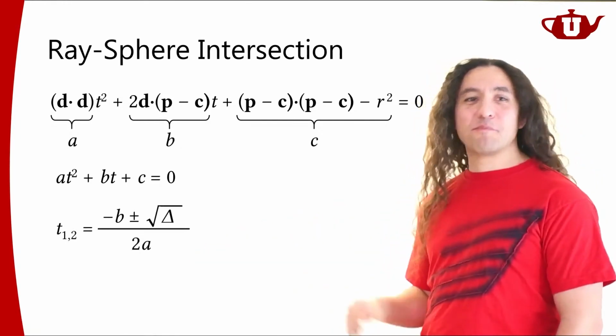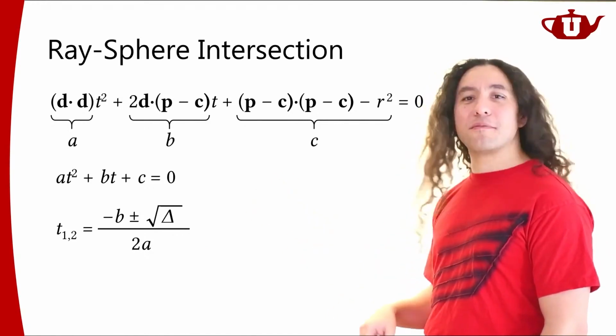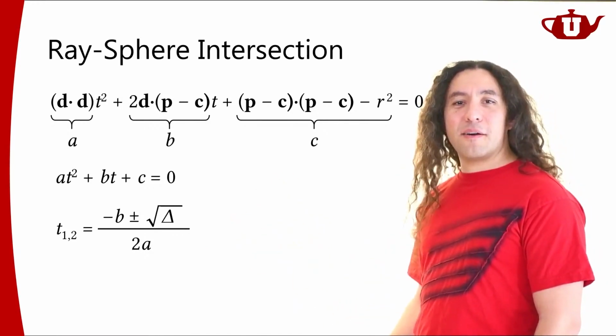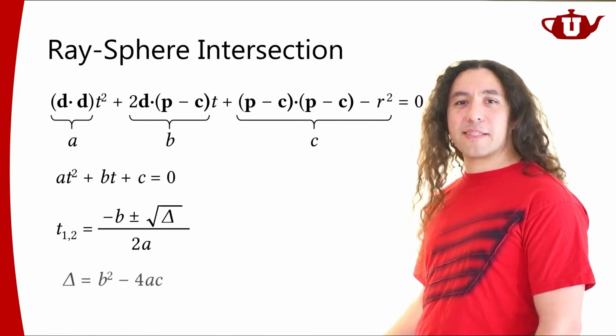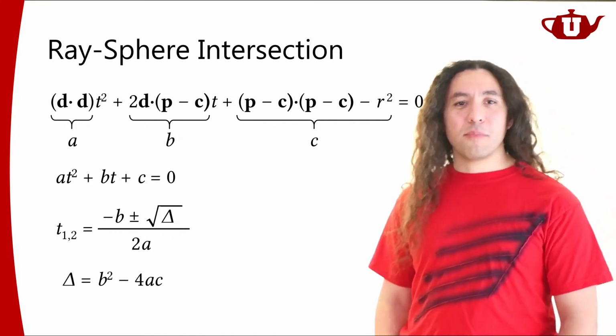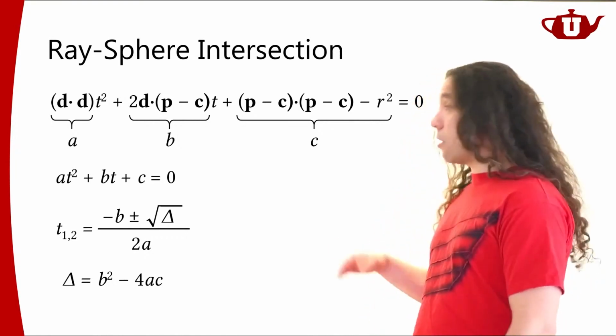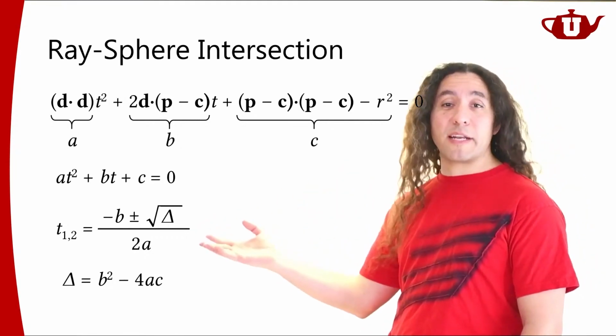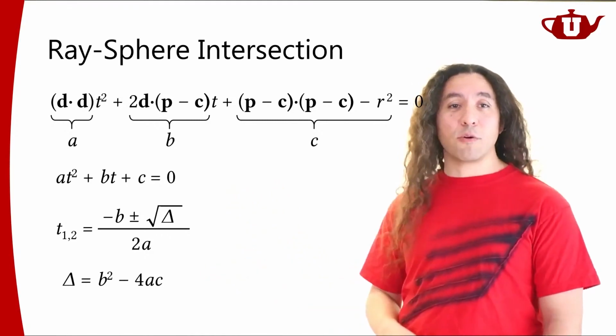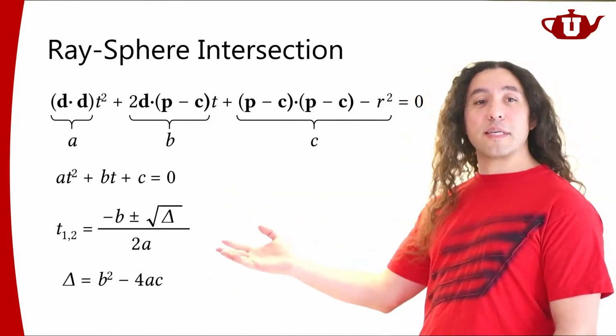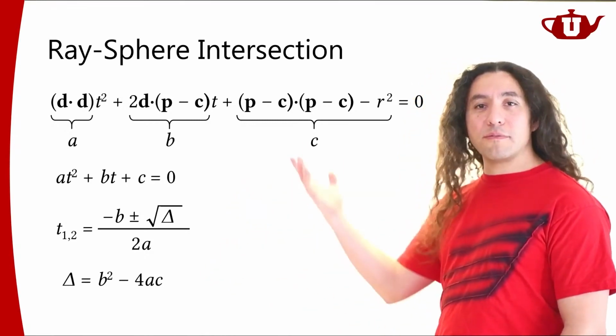That's t equals minus b plus or minus the square root of delta, divided by 2a, and delta is equal to b squared minus 4ac, right? So this is the standard quadratic formula. This is the solution of any quadratic equation, and we can easily use this to solve our problem.